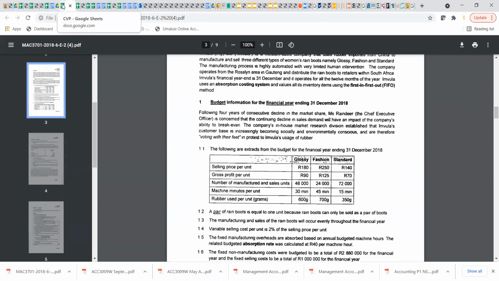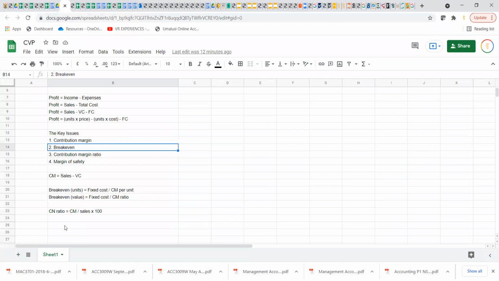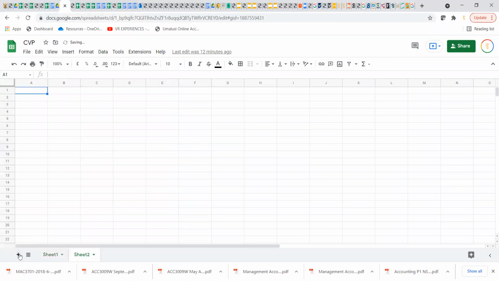So now I'm just, can you see Excel or Google Sheets? I'm going to confirm that you can see it.